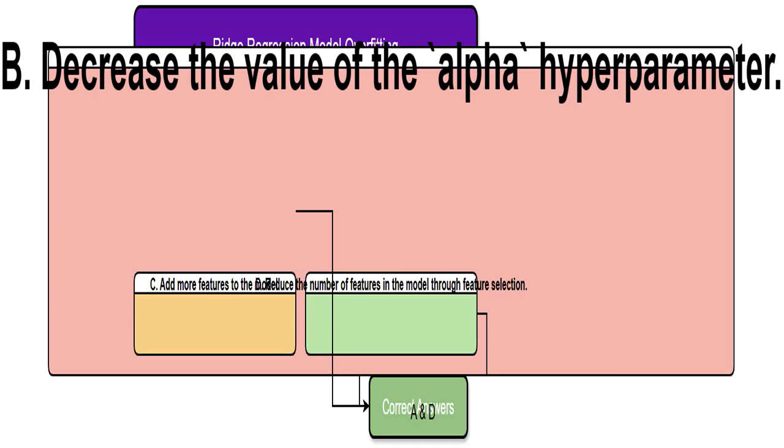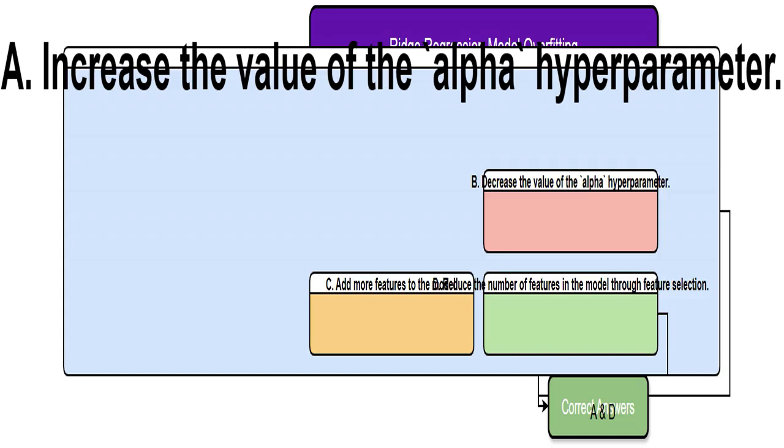Decreasing alpha weakens the penalty that ridge regression uses to keep its coefficients small. This can actually make the model more prone to overfitting. Imagine loosening the reins on a horse. It might run faster, but it might also run wild. Increasing alpha strengthens the penalty, forcing the coefficients to be smaller. This makes the model simpler and less likely to overfit. It's like tightening the reins on that horse. You'll get a more controlled, steady ride.